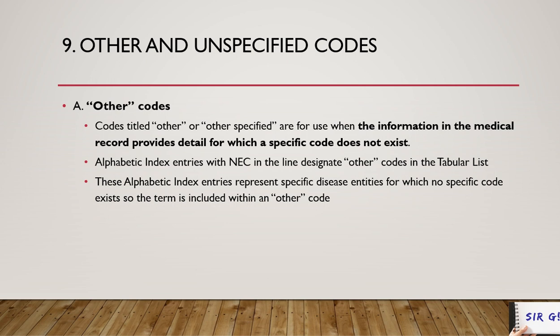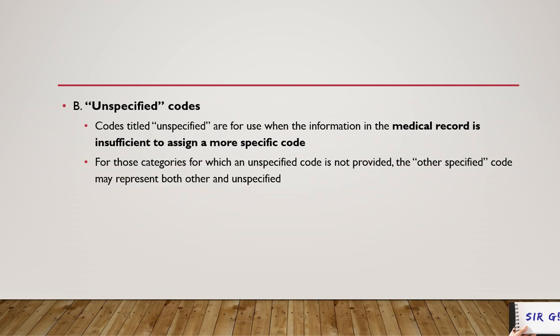Okay, next one, you have your other and unspecified codes. Since we discussed NEC, it's also known as your others. This is when the information in the medical record provides detail for which a specific code does not exist. As I mentioned a while ago, there's a specific condition provided by your healthcare provider, but unfortunately there's no available code yet for that condition. So you may end up using other specified, also known as NEC. And you have your unspecified, also known as NOS, meaning it's more of a documentation issue. The medical record is insufficient to assign a more specific condition. As much as possible, we need to be very specific with the documentation, but if the problem is the documentation itself, you may end up using unspecified.